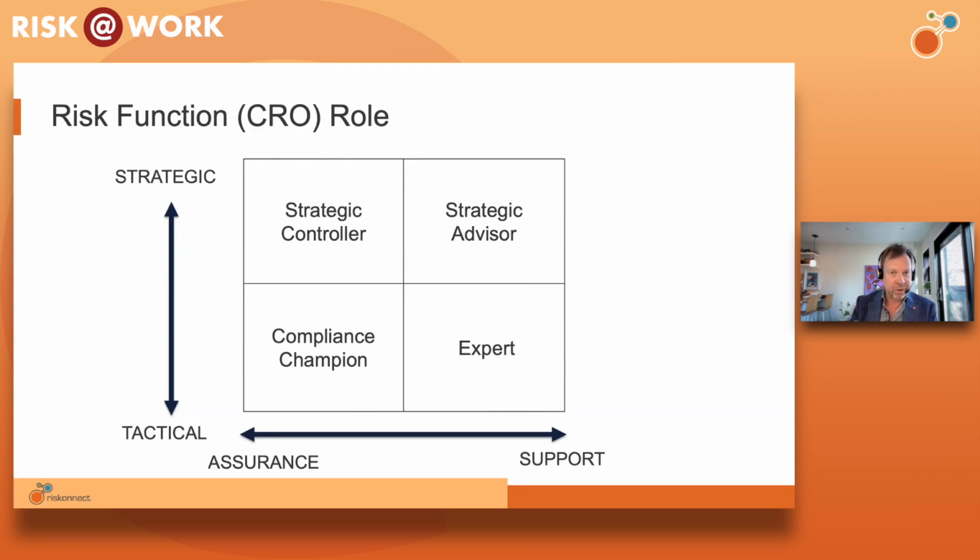So bottom left, we have a compliance champion. I'll talk about each one in a minute in more detail. Then we have expert. That should read modeling expert. Not sure what happened to my slide. That's modeling expert. We're all experts. Top left, strategic controller, and top right, strategic advisor. So let's go through these in turn, and let's start with the bottom left, compliance champion.